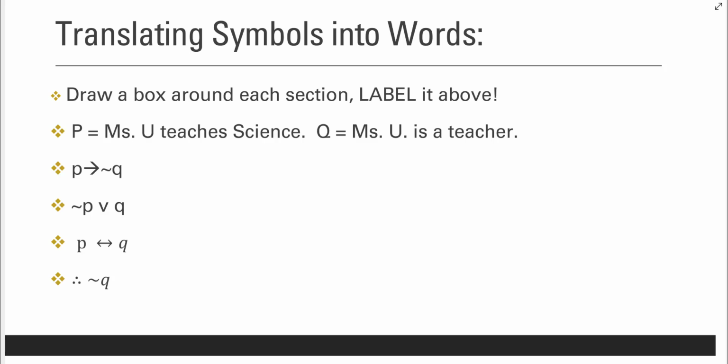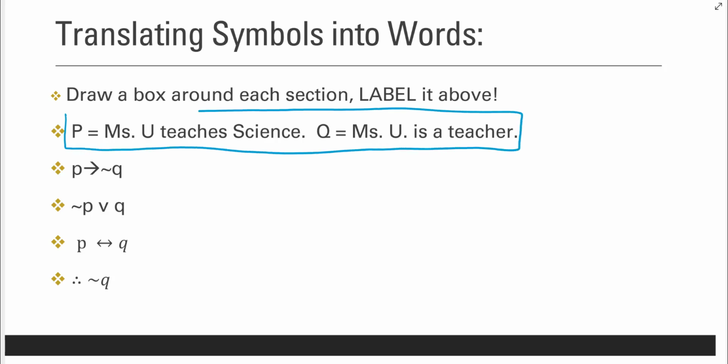So, first, we have the information that we need to use. The letter P and the letter Q. P is Miss U teaches science. Q is Miss U is a teacher.